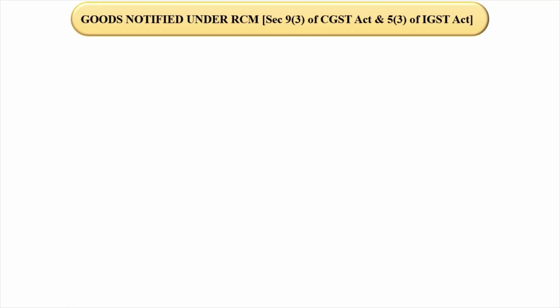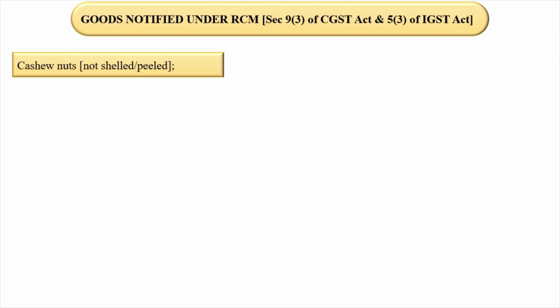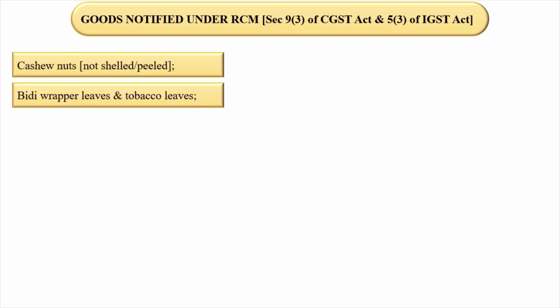Now there are certain goods which are notified under section 9 subsection 3 of the CGST Act and section 5 subsection 3 of the IGST Act. So on those goods RCM is applicable. First one is cashew nuts not salted or peeled, yani kaju. Then BD wrapper leaves and tobacco leaves, tendu leaves, etc.